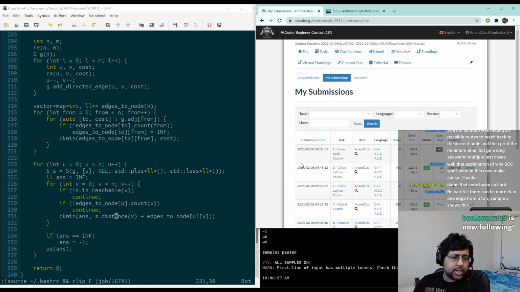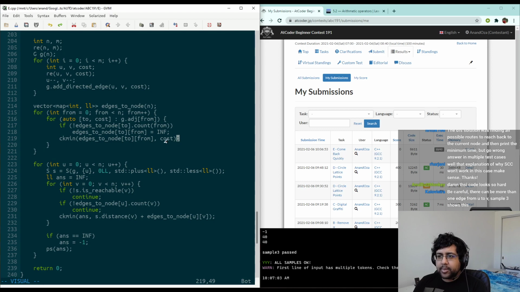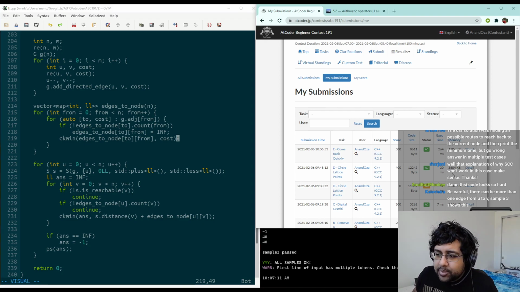So definitely kind of a tricky implementation problem. Even having Dijkstra pre-written, there are some edge cases to think about, as Caio Vieira pointed out in the chat. Cool. So we got accepted.